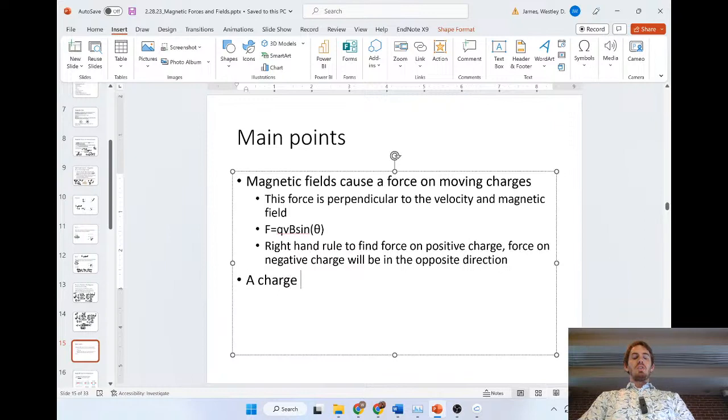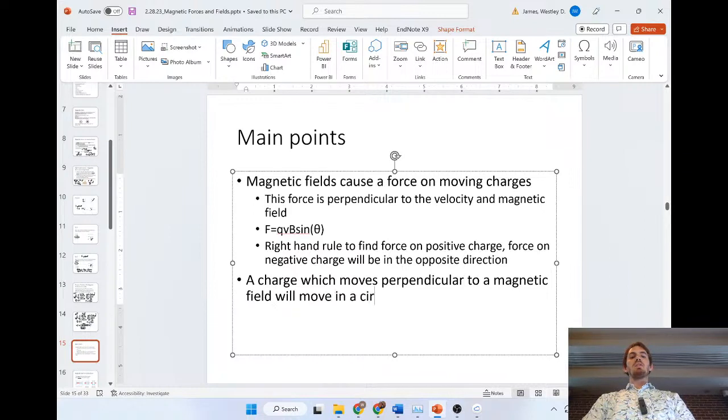And then we also talked about how a charge which moves perpendicular to a magnetic field will move in a circle. That was the last thing we finished off. We did a problem or two on that. We'll do, I think, another problem on that today. And we reminded ourselves that the centripetal force is mv squared over r, something you all learned in Physics 1.